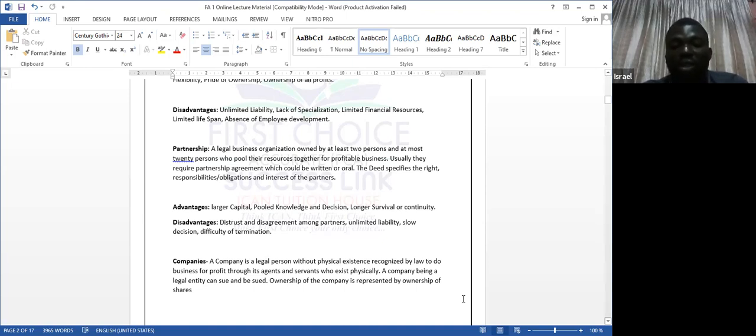Another one is slow decision making. Decision making is slow because they have to wait for all the partners to be available before decisions are made. If a partner makes a decision without the others being available, it can backfire on that partner. So decision making is always slow. Another one is the distrust and disagreement among partners. There can be a situation where there will be distrust or disagreement between these partners.